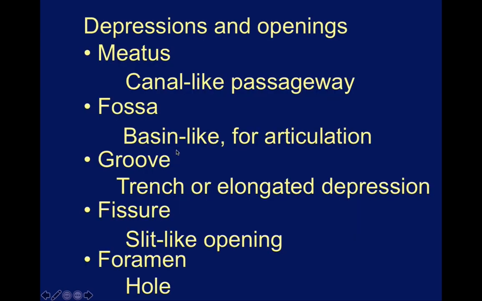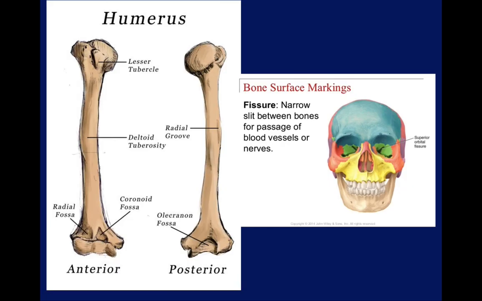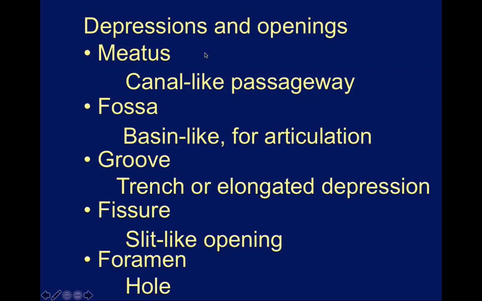Our last bone depression are grooves. Grooves are elongated trenches that can be found on bones. These don't typically tend to be very, very deep. However, this is one example of a groove that we will see. This is the radial groove that can be found on the humerus. So meati, fossa, grooves, fissures, and foramen are all of our depressions and openings.